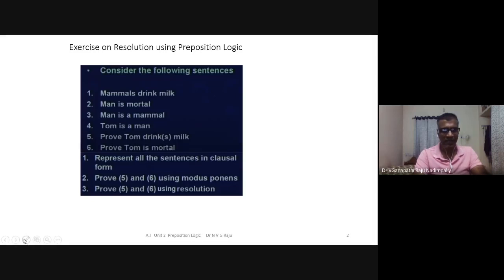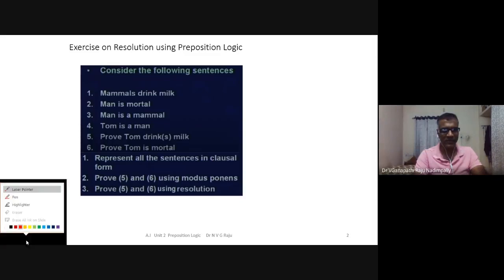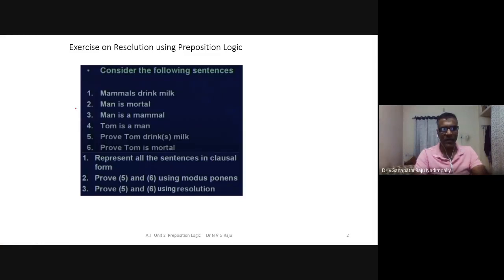This is the assignment I gave in the last class. Look here, please. Let me take a pen. Here I have given 4 sentences. Does everyone have this problem? Totally, we have 4 sentences, and we have to prove these using these 3 methodologies. Let me discuss one by one.